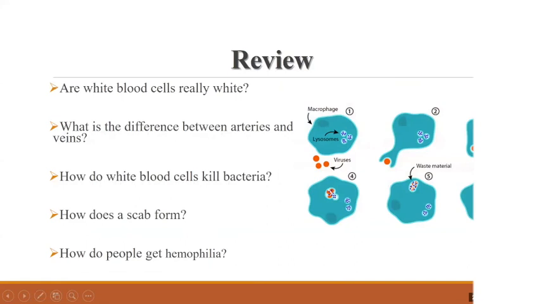Next, are white blood cells really white? Well, come to think of it, actually no. Red blood cells are only red because they contain hemoglobin, but white blood cells do not contain any hemoglobin. They do not contain hemoglobin, so they're actually see-through instead of white. They are only colored under a microscope to make you see them.